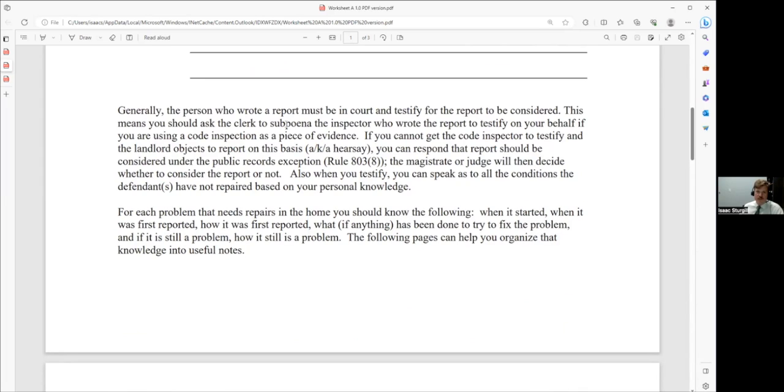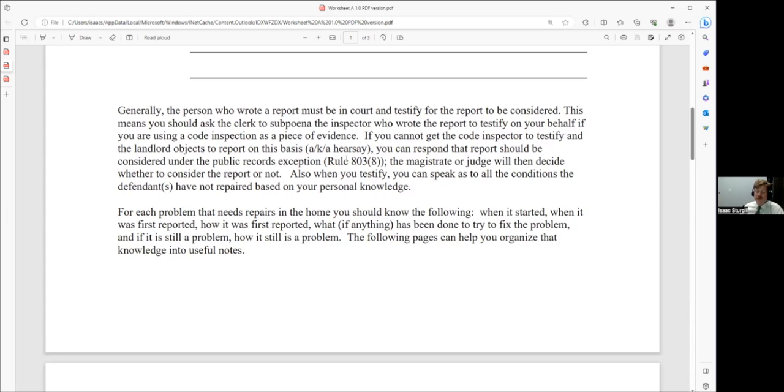Normally the person who wrote the report needs to be in court. So if you want to show the report to the judge, you may want to try to get the code inspector into court. But to do that, you'd have to get the clerk to issue a subpoena to the code inspector, and that's something that the tenant could ask the clerk of court about. If the tenant cannot get the code inspector in there, but still wants to put the report in, there is an exception to the general rule.